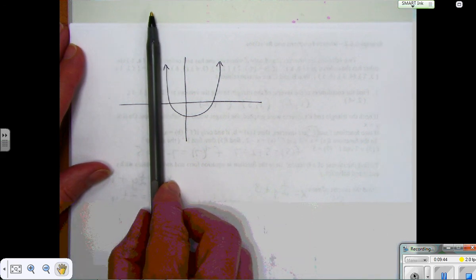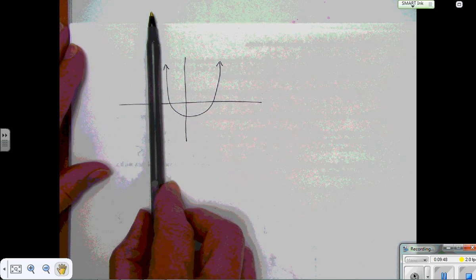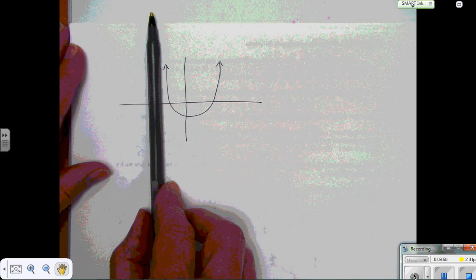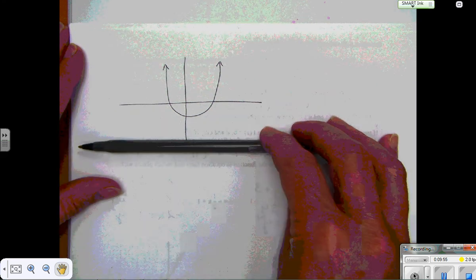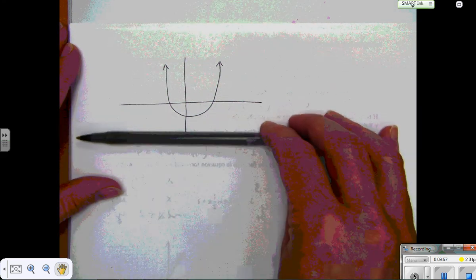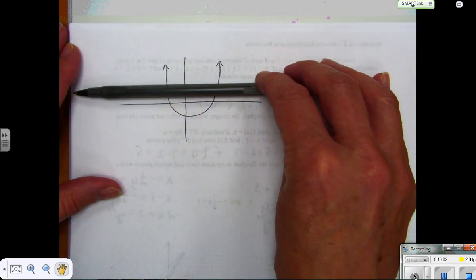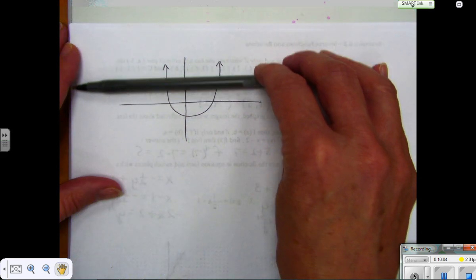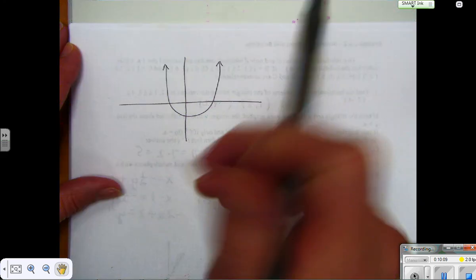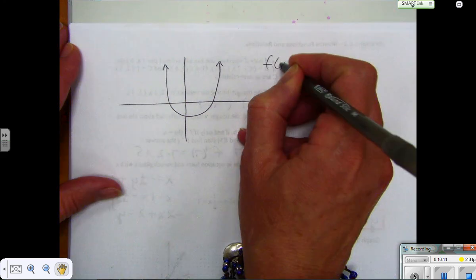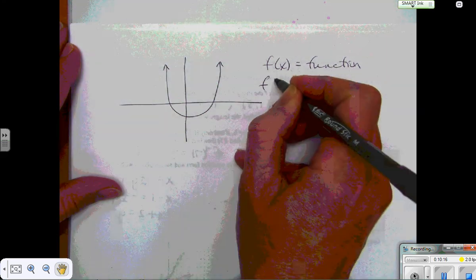Well, since your inverse graph is reflected across the y equals x line, we're going to use the horizontal line test to see if the inverse would be a function. And so you cannot cross the graph in more than one place at a time for the inverse to be a function. As you can see, it's not working on this one. So this inverse would not be a function. So you'd say f of x is a function. The inverse of f of x is not a function.